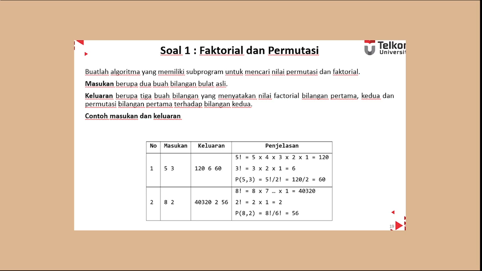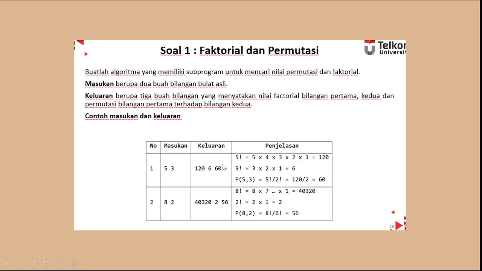For example, right here we can see the input is 5 and 3. So the first one that we are going to output is 5 factorial, which is 120. And then the second one is 3 factorial, which is 6. And then the last one is permutation of 5 and 3. So it will be 5 factorial divided by 5 minus 3 factorial, which is 2 factorial. So the result is 60.